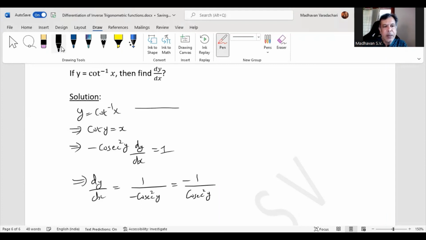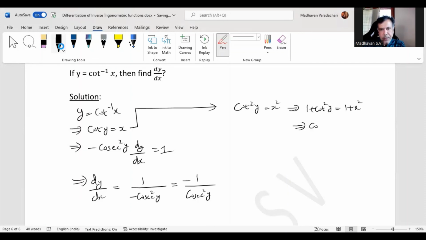Now coming to this cot y equal to x, which means cot square y equal to x square. That means 1 plus cot square y equal to 1 plus x square. 1 plus cot square y is nothing but cosecant square of y, and that is 1 plus x square. So that means this dy by dx can be written as minus 1 divided by 1 plus x square. So that is the derivative of cot inverse of x, which is minus 1 divided by 1 plus x square.